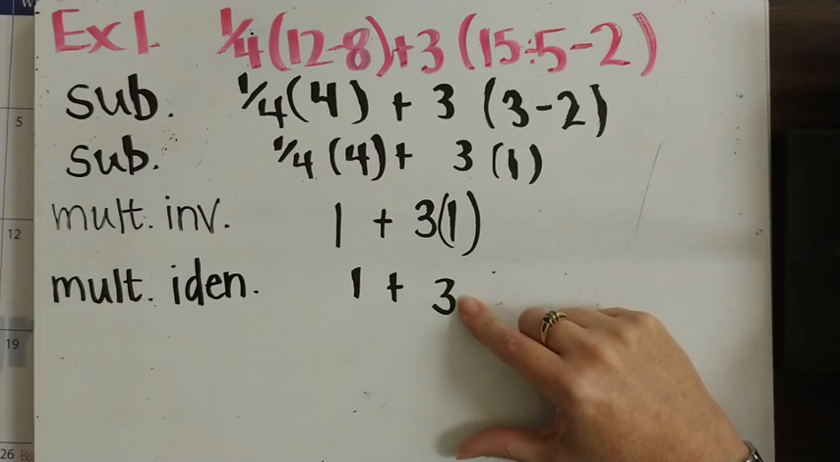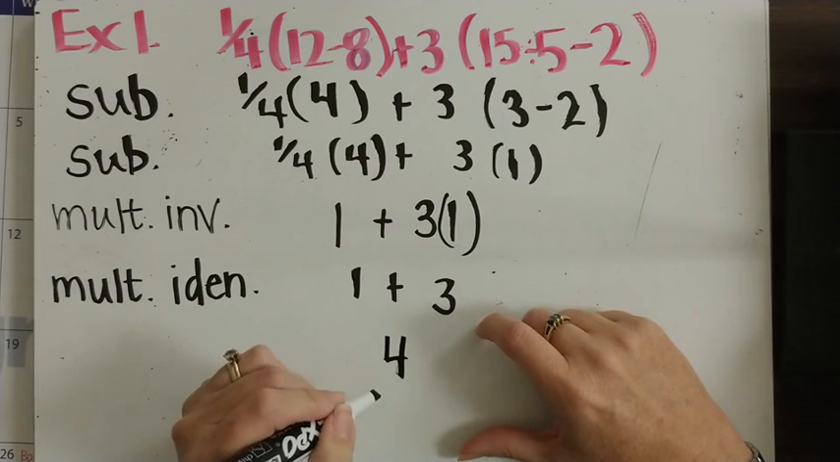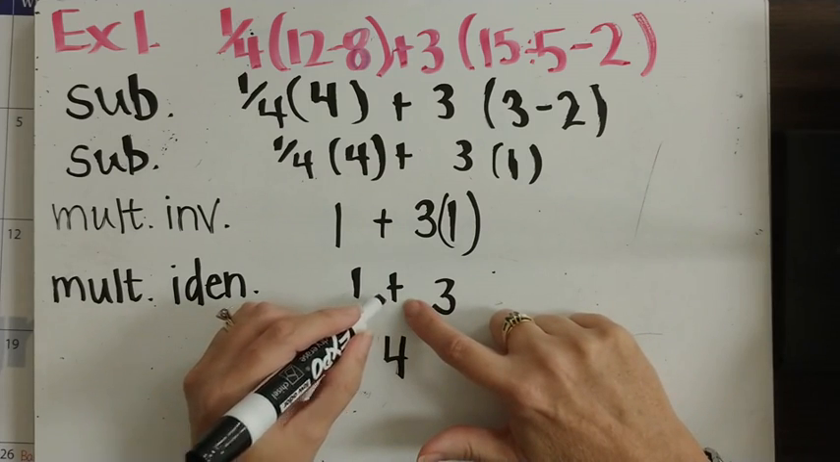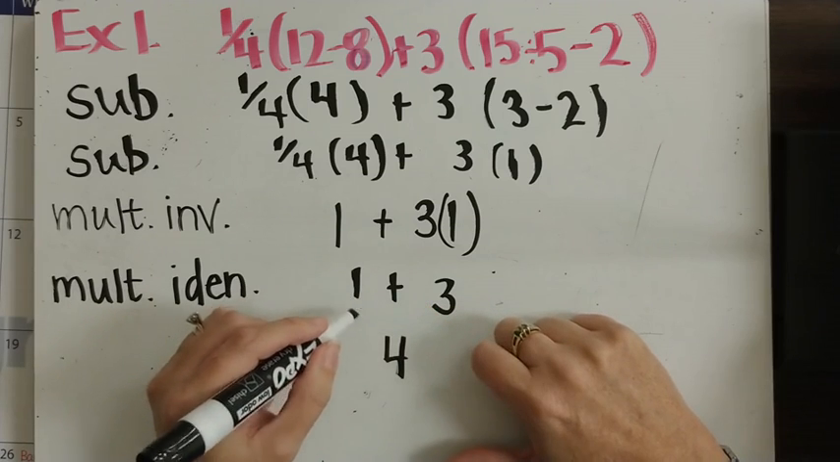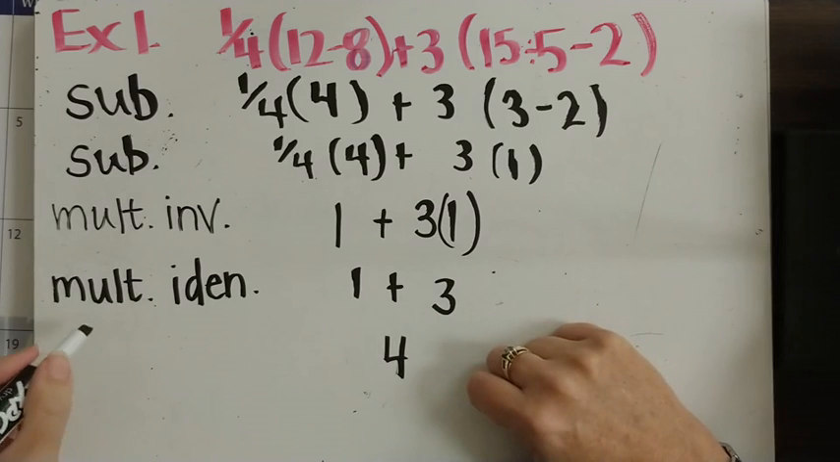We don't want inverse and identity to look alike. So now we have 1 plus 3. Simplify that and you get 4. There is not an additive property that tells us if we add 1 to something, we get the next number. So this is simply substitution.